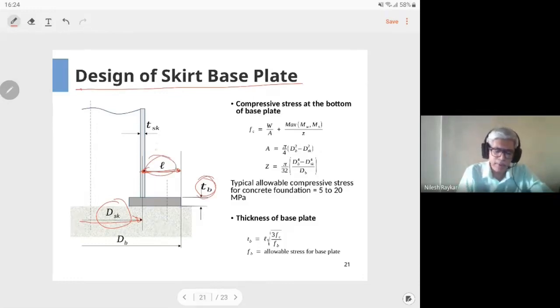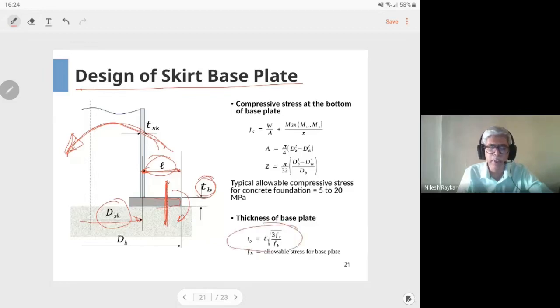Because the skirt is undergoing bending, there is a bending moment acting on this skirt, which is prevented by the anchor bolts, which are anchoring the skirt by means of the base plate. As a result, the base plate is subjected to the reaction bending moment. So the formula given here for thickness of base plate is derived based on the bending of a flat plate. The derivation is not covered here, but it can be derived by using simple strength of materials formula.